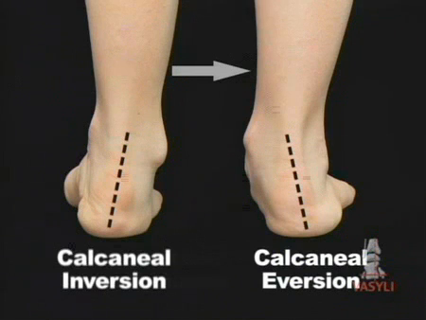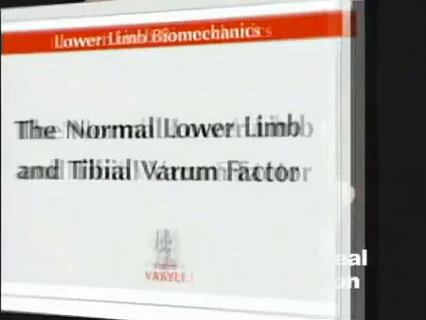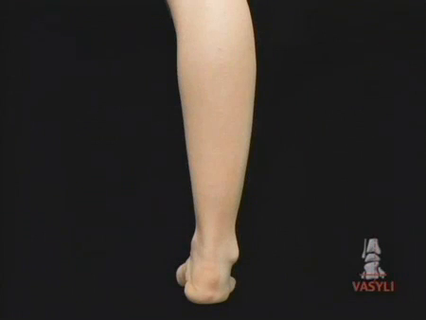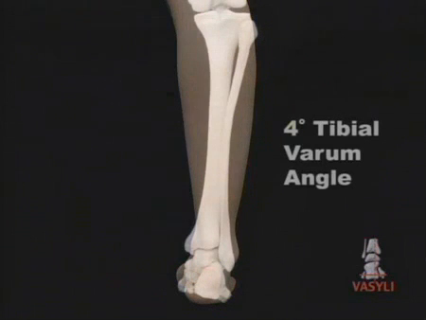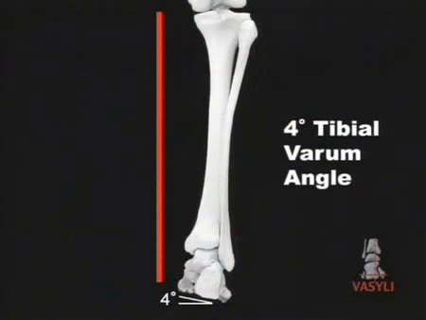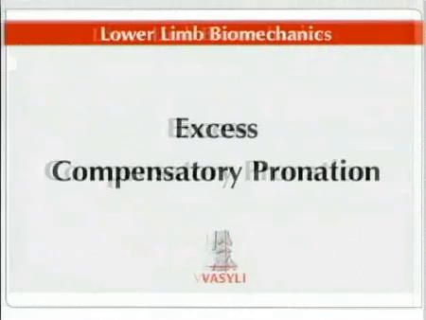Inversion and eversion take place in the frontal plane and indicate only one component of subtalar joint motion: the normal lower limb and tibial varum factor. The normal lower limb is inverted approximately 4 degrees from the vertical. This is called a tibial varum and influences normal subtalar joint function. Tibial varum angle varies between individuals.